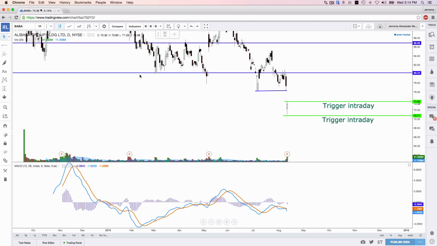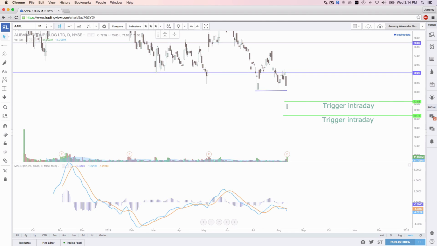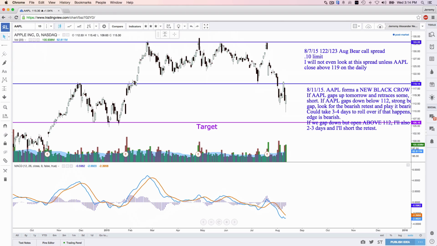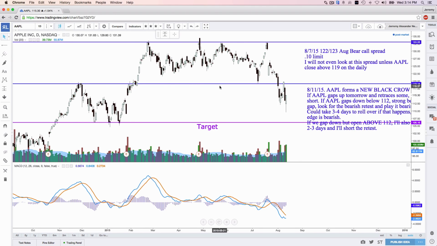So let's do one other type of divergence, and we're going to look at some other charts, and I'm happy to pull up anything that you guys need if you have a question. But here's Apple, and we're going to check out Apple, and this is going to be really fun.